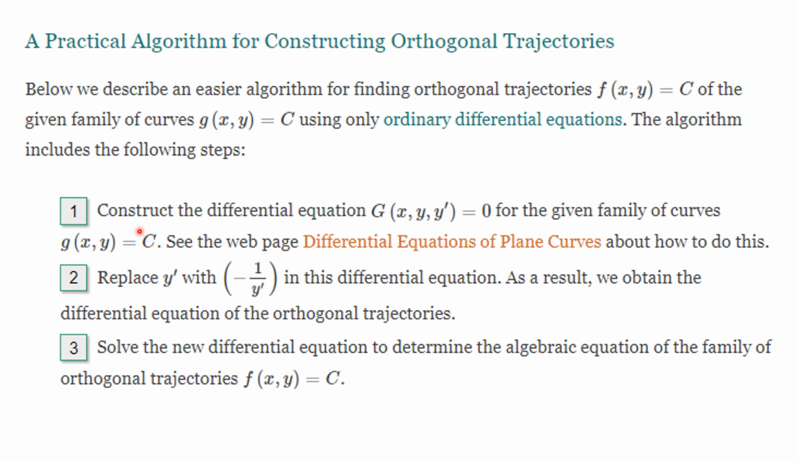We will start with and construct the differential equation that is associated with our given family of curves, the lowercase g of x, y equals c, and we'll be looking at an uppercase G, and this will have derivatives in it equal to 0. So we start with this, and we get a differential equation that represents those curves. But then we're going to replace y prime in this equation with minus 1 over y prime, because the product of this and this is minus 1, meaning they have to be perpendicular. As a result, we obtain a different differential equation, and this differential equation is for the orthogonal trajectories. And then we solve that new differential equation to determine the orthogonal trajectories.